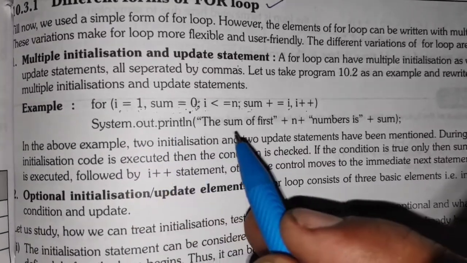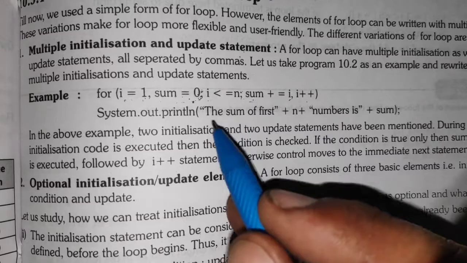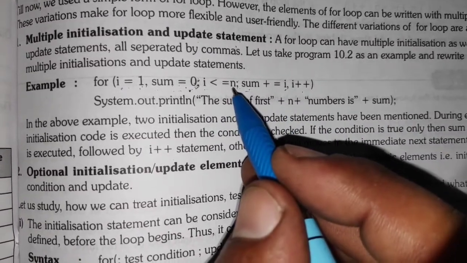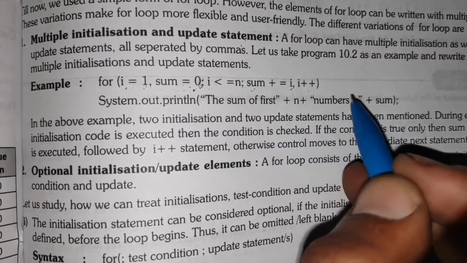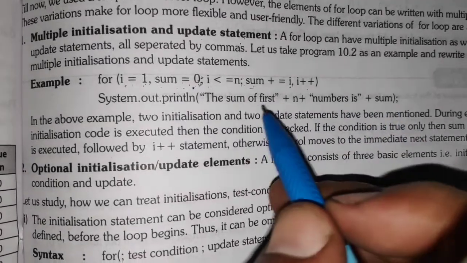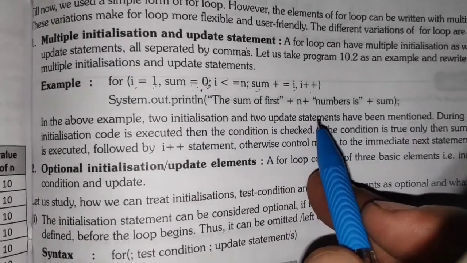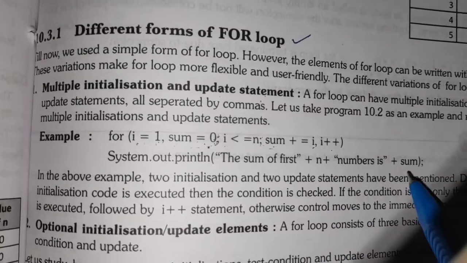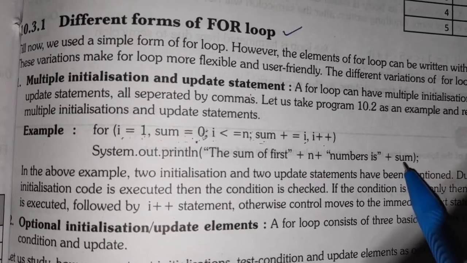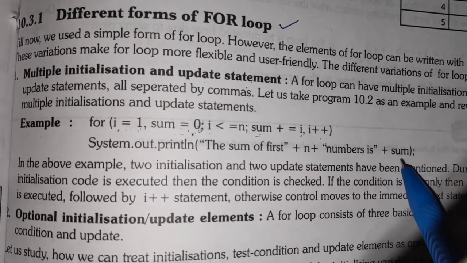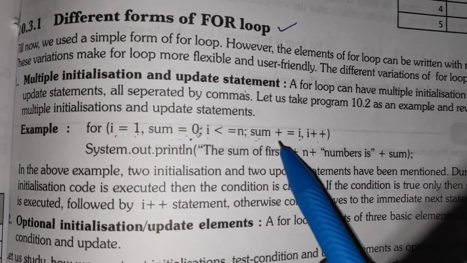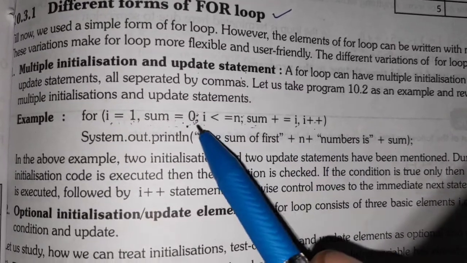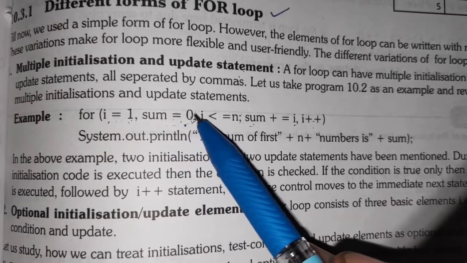Next we have System.out.println, the sum of first n numbers is sum. This will print the sum of the first natural numbers, where the natural numbers go up to the value of n starting from 1. The sum will be calculated within the update part of the for loop, and the value of sum will be printed here in the print line clause.